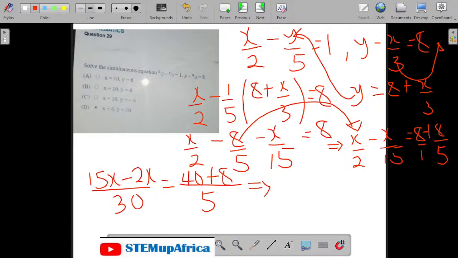So if I simplify now, 15x minus 2x will give us 13x over 30 is equal to 48 over 5. So all I need to do from here is to cross multiply and divide, making x the subject of the formula. 5 can cancel, 5 into 5 is 1, 5 into 30 is 6. So 6 times 48 divided by 13. What would that give to us?